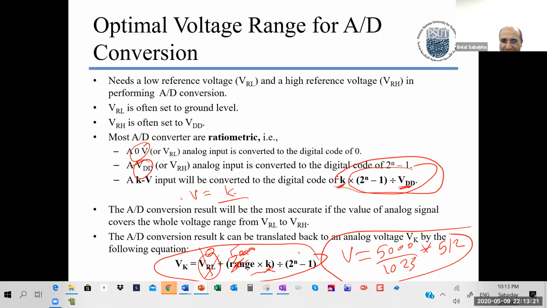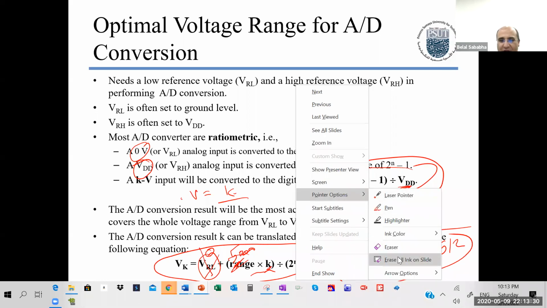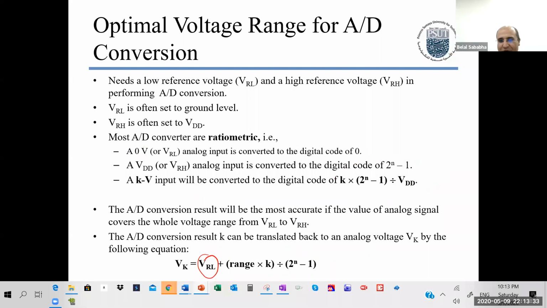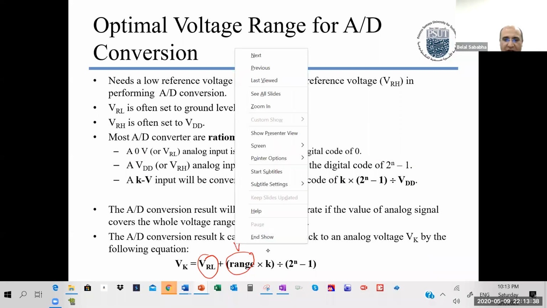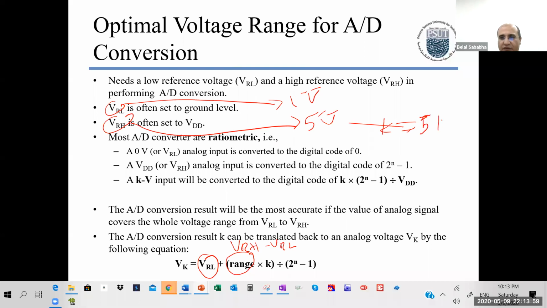Okay, so this is the same equation we had, but it considers if you have voltage reference low other than 0 that you can add it in this case. في هاي الحالة الرينج بصير ال V reference high minus V reference low. So يعني لو كان عندي V reference low 1 volt, V reference high 5 volts, okay, and you read K was 512.